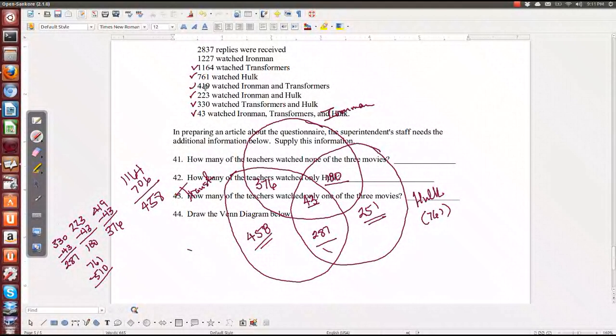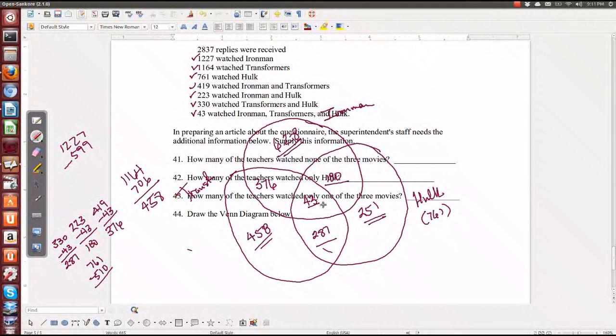And I do the same thing with the Iron Man 1227. So when I take 1227 and subtract 599, I end up with 628 that watched just Iron Man and no other movie.